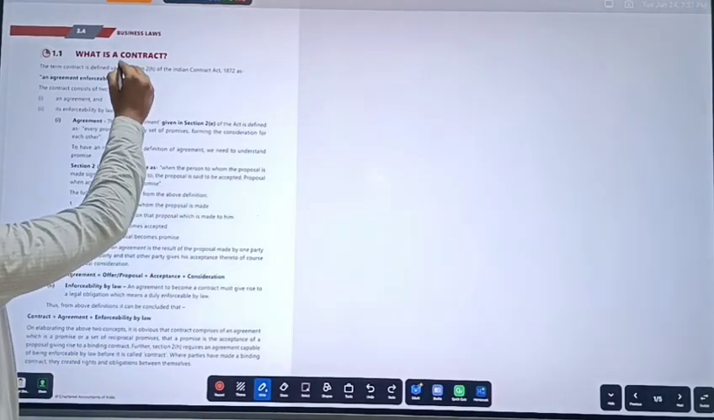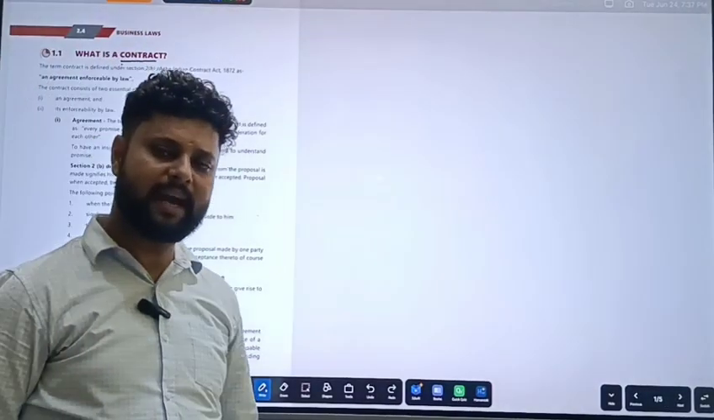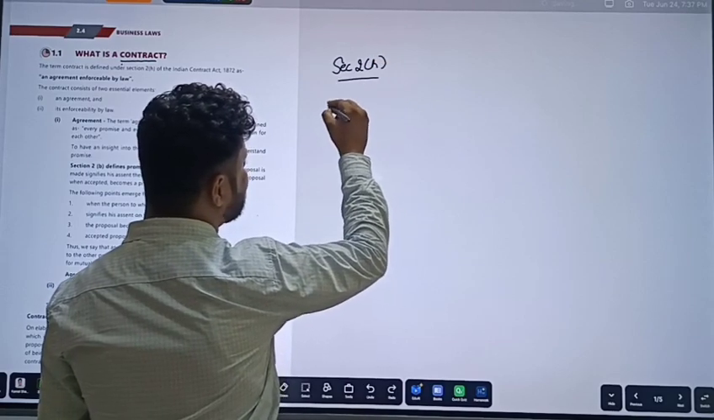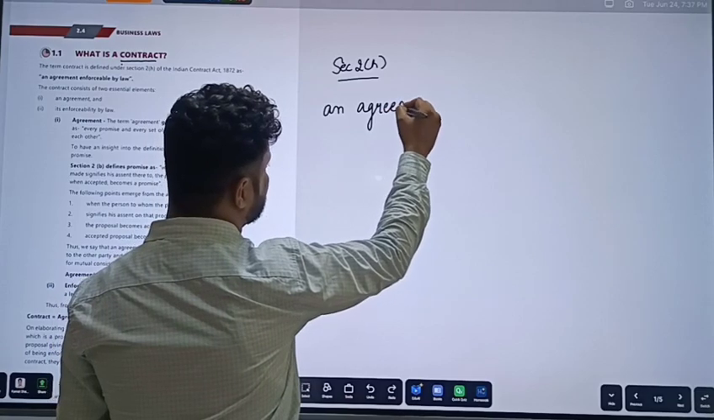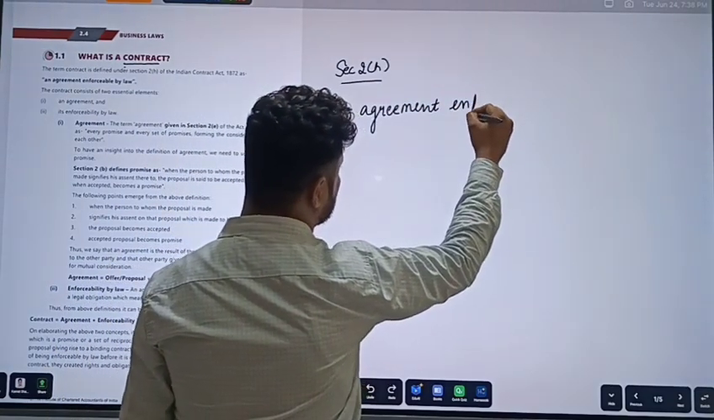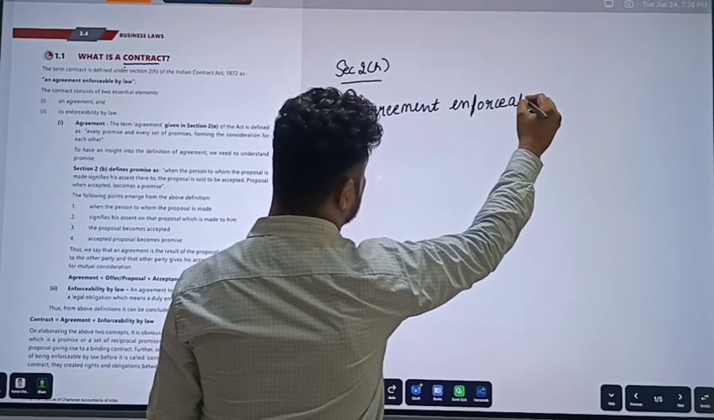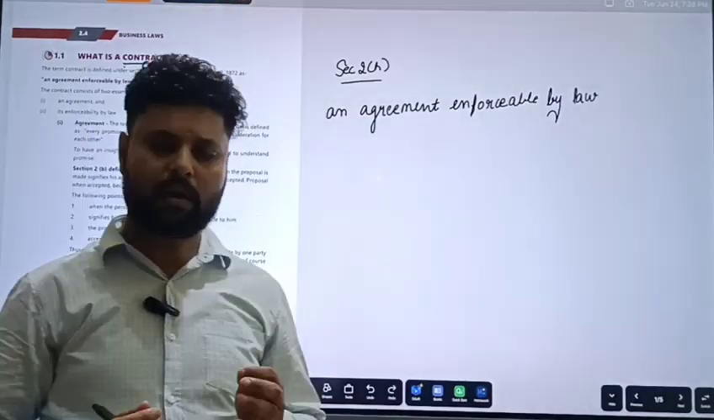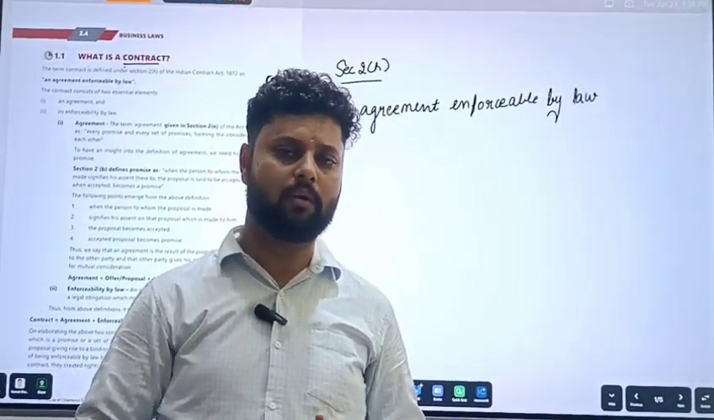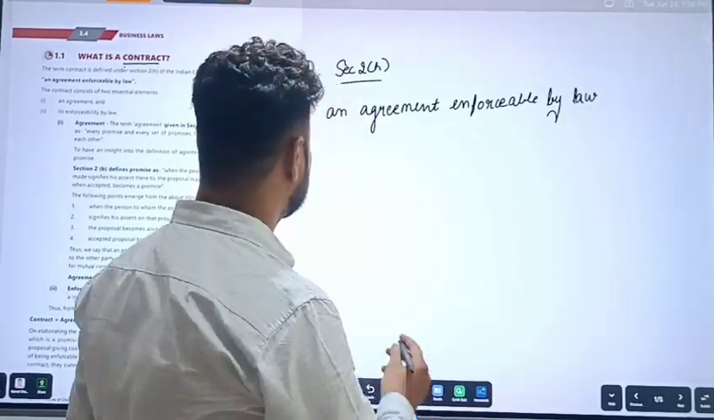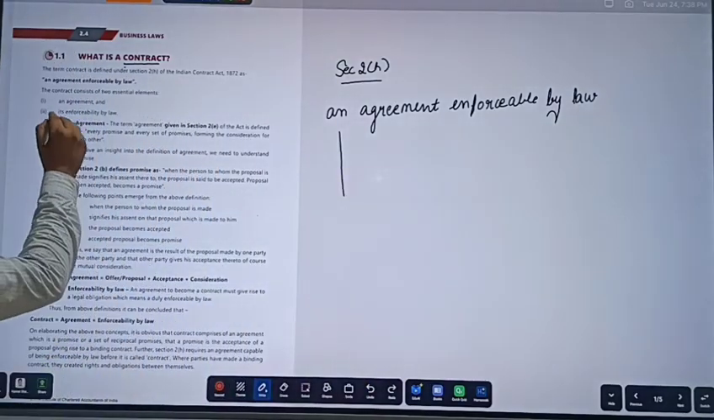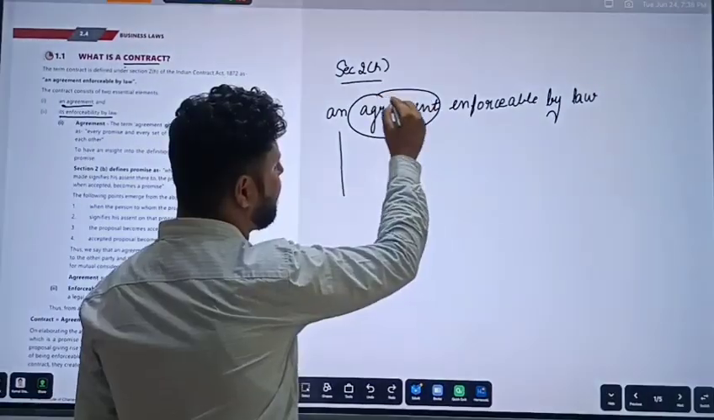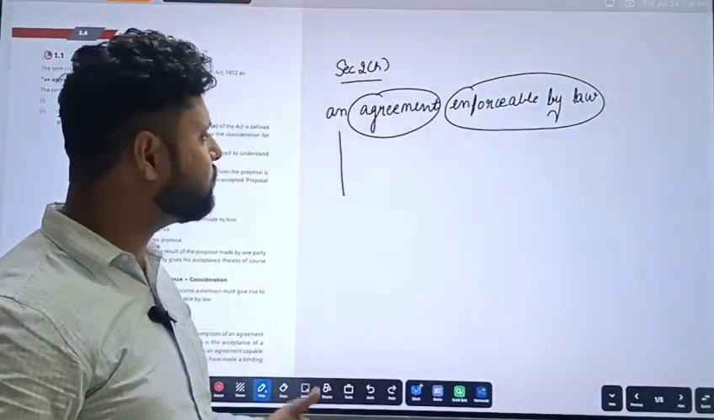What is a contract? Section 2(h) defines a contract: an agreement enforceable by law. A contract is an agreement enforceable by law. Now we can explore this section. There are two things we can see here: an agreement and enforceability by law. So let us talk about what is an agreement.